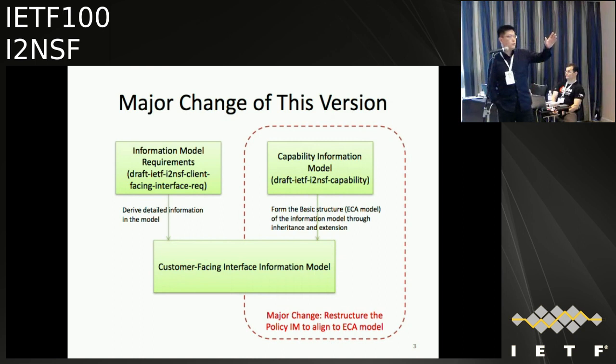Okay. From this picture, you can see that we got a requirement, and what is the information we need from the requirement draft, and then in this version we reorganize the structure of the customer-facing interfaces model to follow the ECA model and the capability algebra. So I think that's more consistent now. Okay, that's the main change of this document, this version.